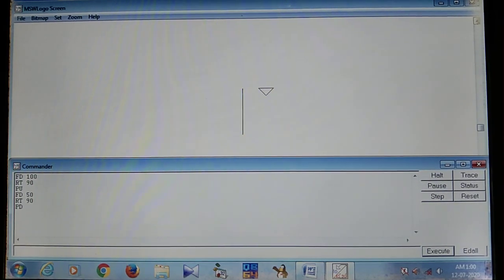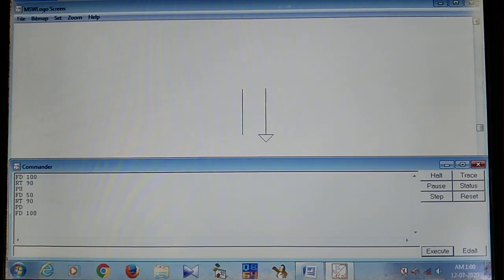Okay, so FD 100. I write here FD 100, then enter. Okay, what happened? I drew the two parallel lines by using the PU and PD commands, along with FD and RT.